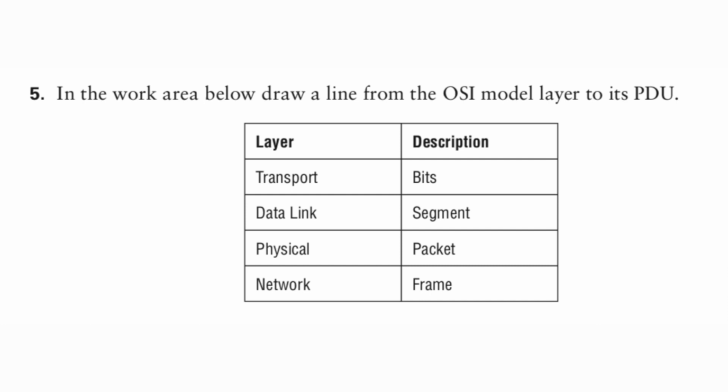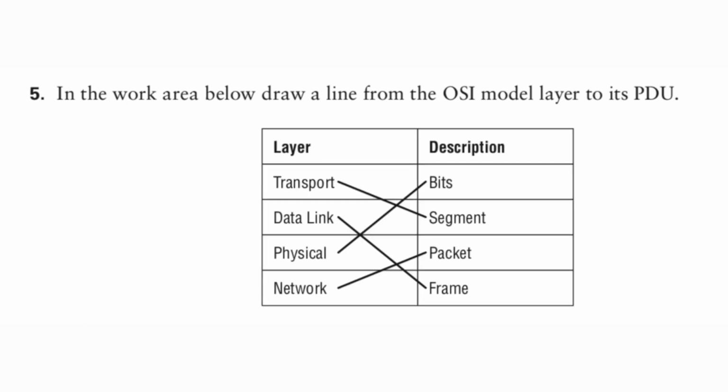Number 5. In the work area below, draw a line from the OSI model layer to its PDU. On the layer side, we have transport, data link, physical, and network. On the description side, we have bits, segment, packet, and frame. The transport layer uses segments, the data link layer uses frames, the physical layer uses bits, and the network layer uses packets.